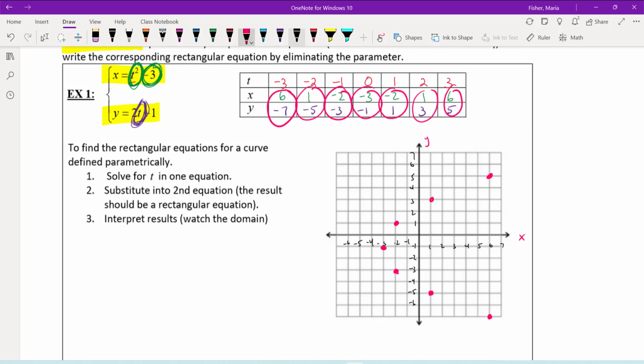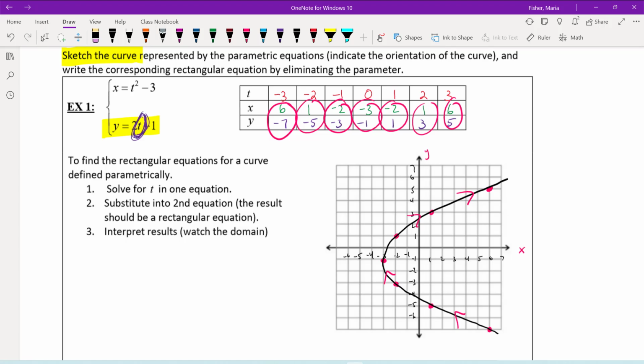Now to graph this, you want to connect the dots in the order in which you graphed them. So we're going to go just in the order in which we graphed these dots. And that also is going to tell you the orientation of the curve. Since we started from the bottom here and went up and towards the right, that's going to be the orientation of our curve. This is the curve that's represented by these parametric equations.